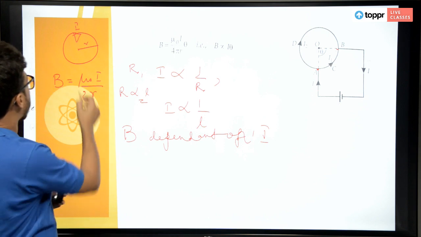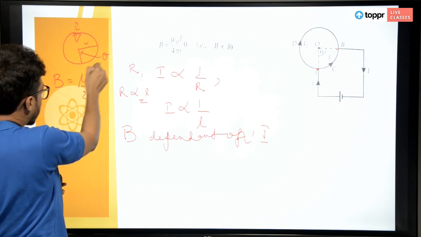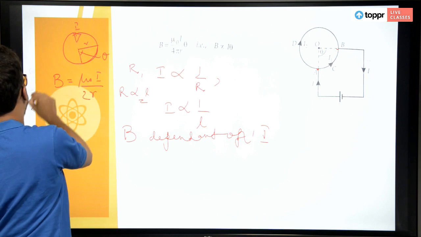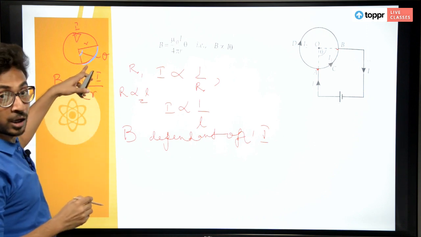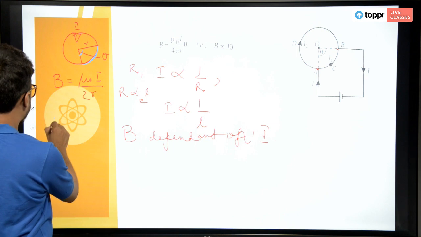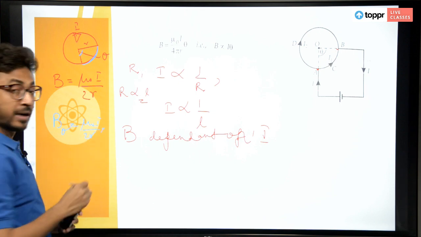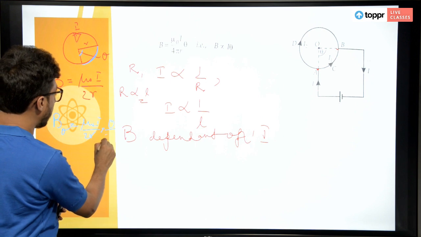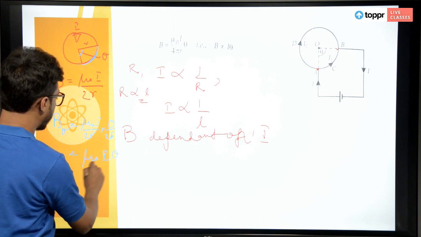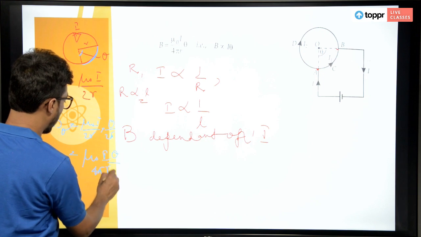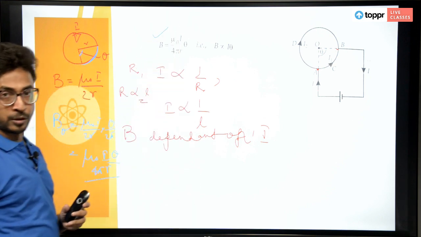Now, if we consider only an angle theta, that is, we are not considering the whole circular coil, we are considering only this arc which is subtending an angle of theta, then definitely this B theta will be mu 0 I by 2r into the ratio of the angle theta in radian by 2 pi, which I can write as mu 0 I theta by 4 pi r. See, it is already written in the solution.